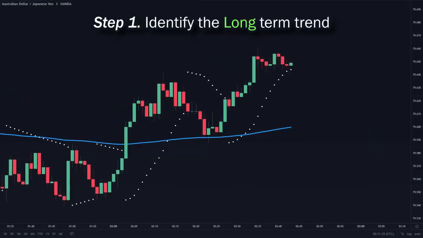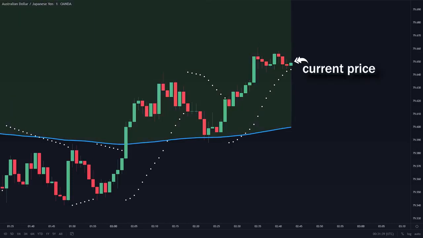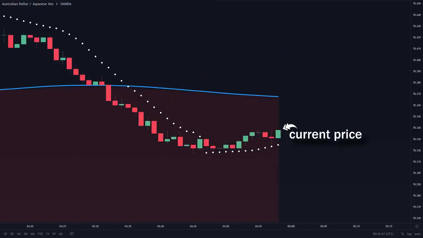The first step is you want to identify the long-term trend. And you can do that by looking at the position of the price relative to the 200 EMA. For example, if the price is above the 200 EMA, it indicates that the long-term trend is up. And if the price is below the 200 EMA, it indicates that the long-term trend is down.